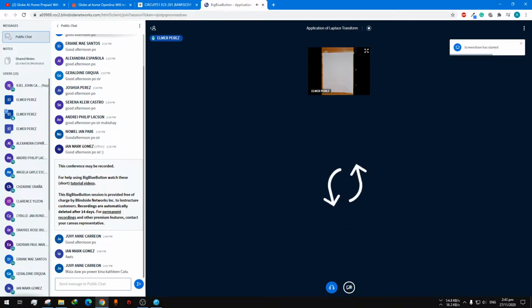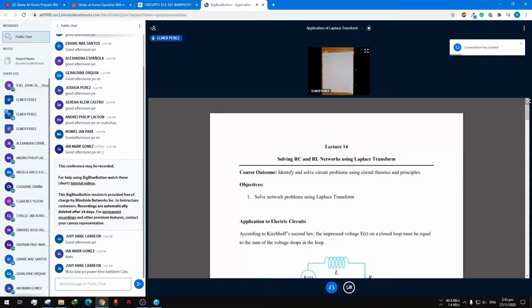Okay, so for today, we will be solving RC and RL networks using Laplace transform. Class, this one is quite similar dun sa ginawa lang natin sa DE. Actually, same lang. Ang difference lang is we will not solve it using linear equation. We will solve it using Laplace transform.